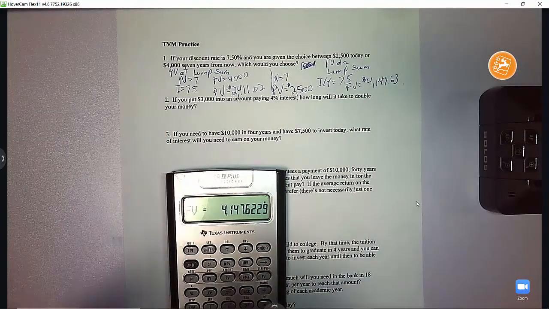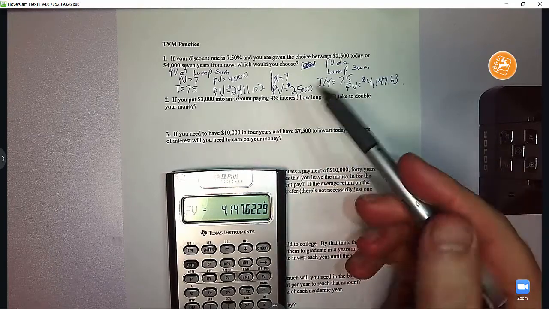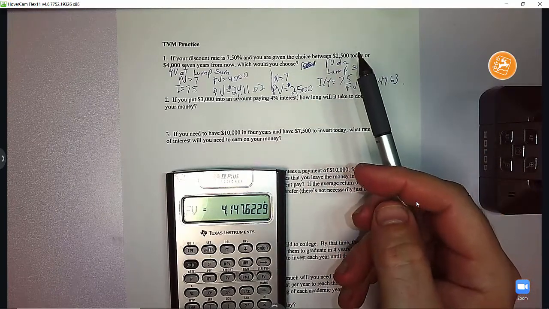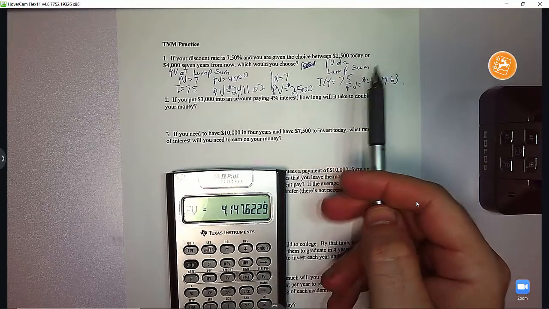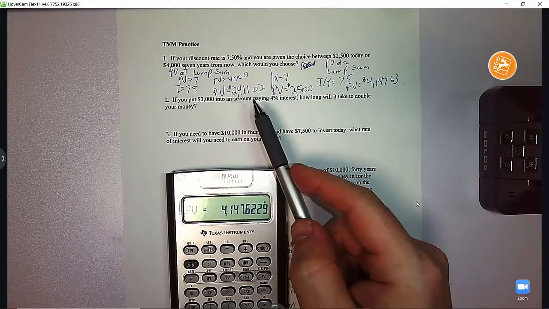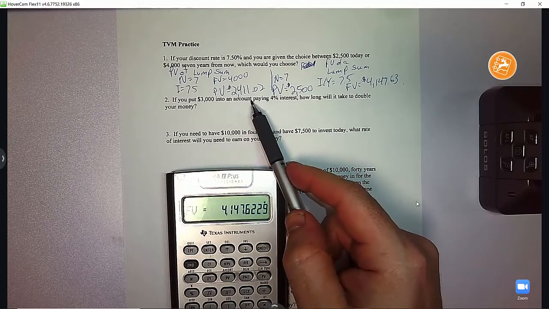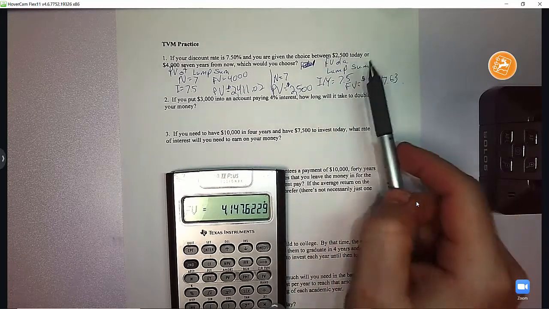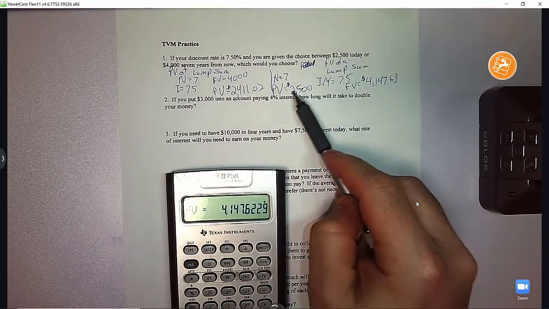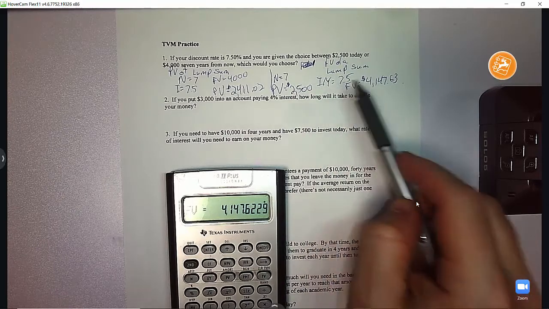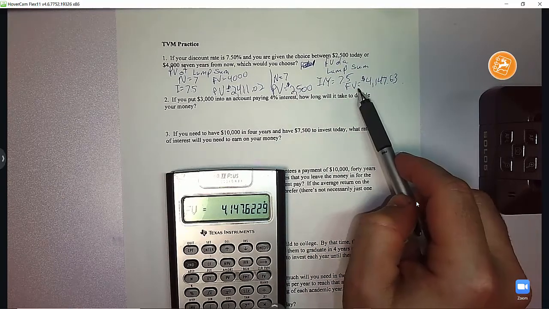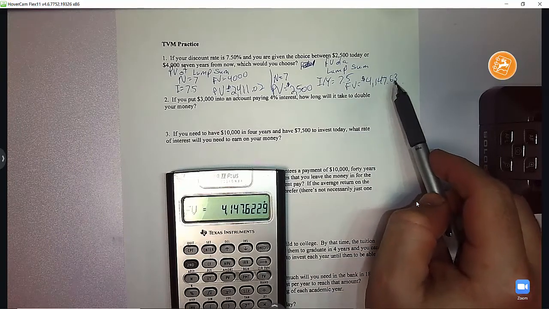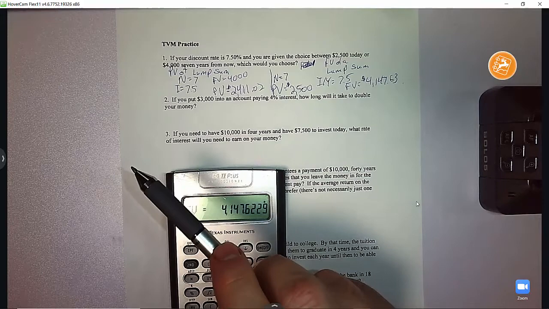So in either case, what this is telling me is that it's better to take the $2,500 today if I can get 7.5% on my money. Because if I take the $4,000 in 7 years and discount that back, it's worth $2,411.02, which is less than what I could take today. Or if I take that $2,500 today and invest it at my discount rate of 7.5%, I'll have more than $4,000. I'll have $4,147.63 in 7 years.